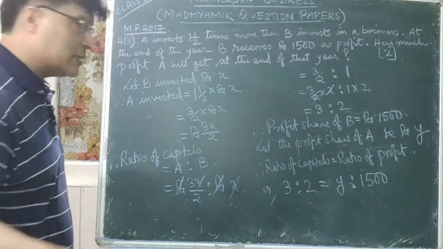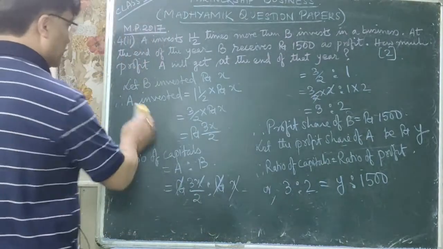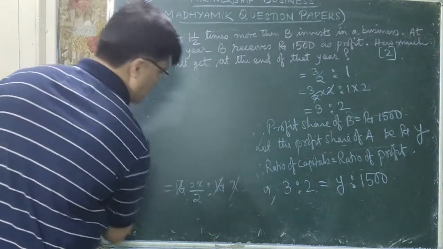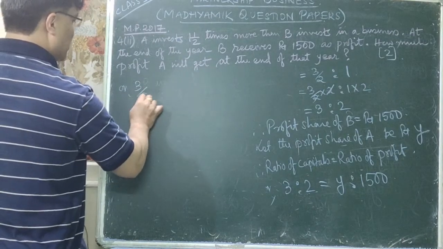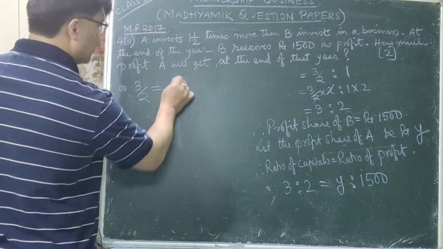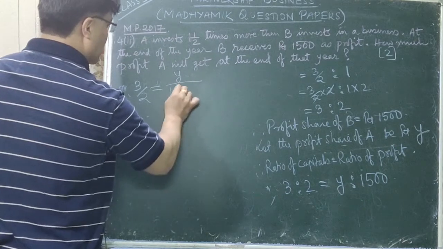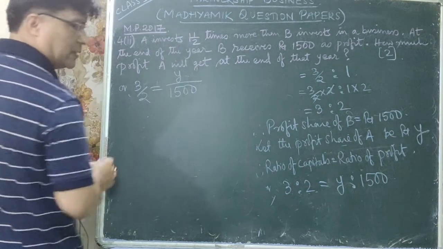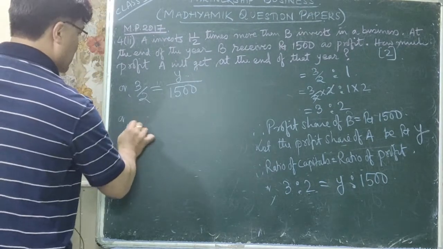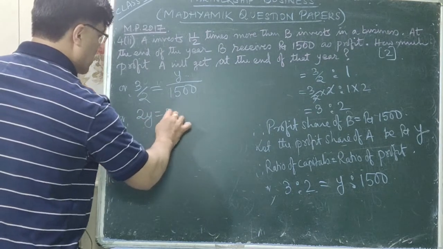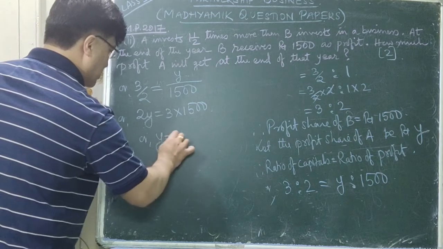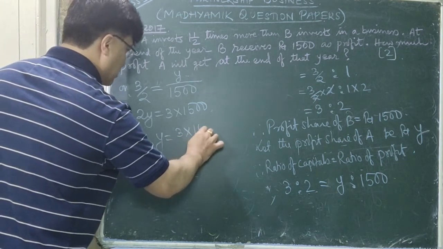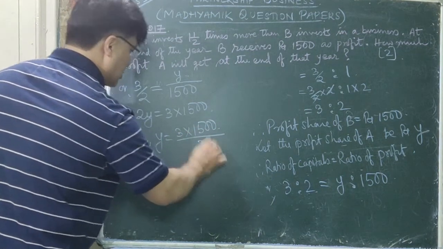Okay, now let us simplify it and get the value for Y. So now in this case you can write it in terms of fraction. So it is 3/2 is equal to Y upon 1500. Is that clear? Now cross multiply. 2y is equal to 3 into 1500, or y is equal to 3 into 1500 divided by 2.